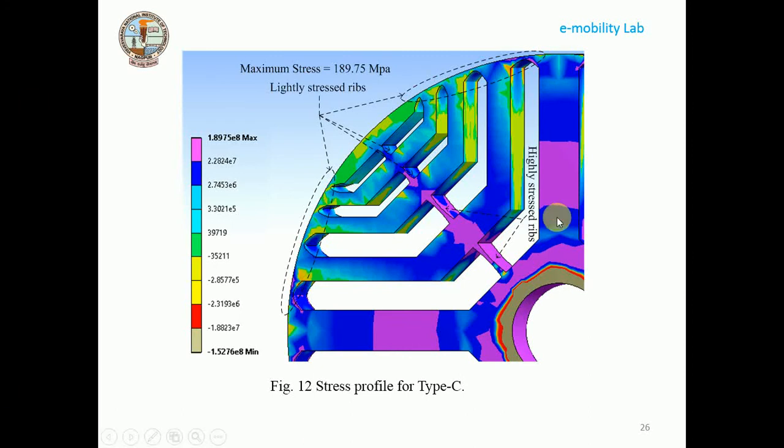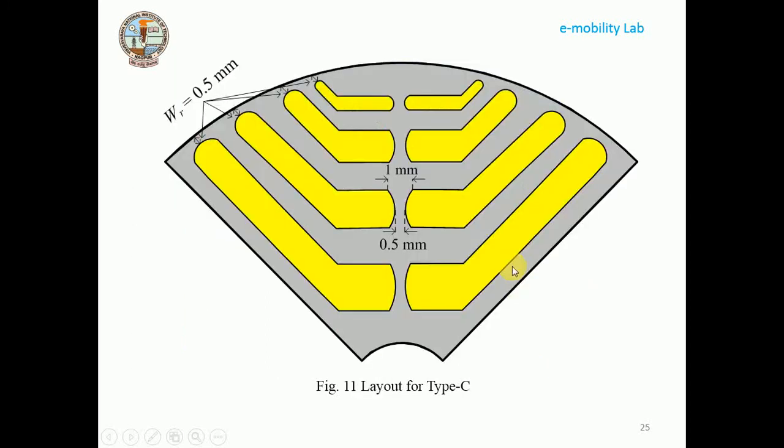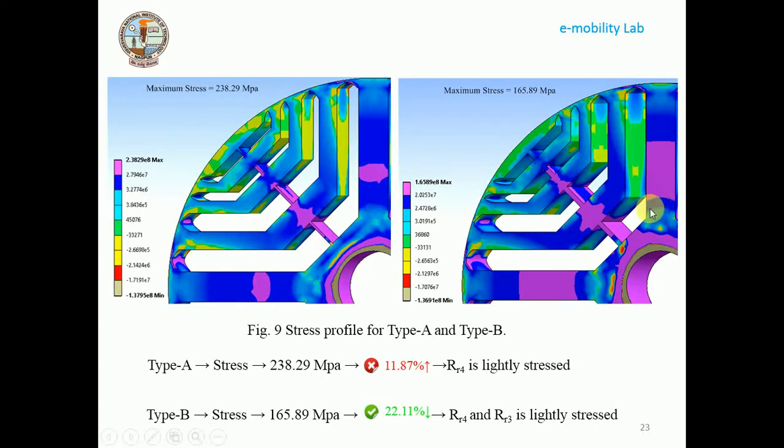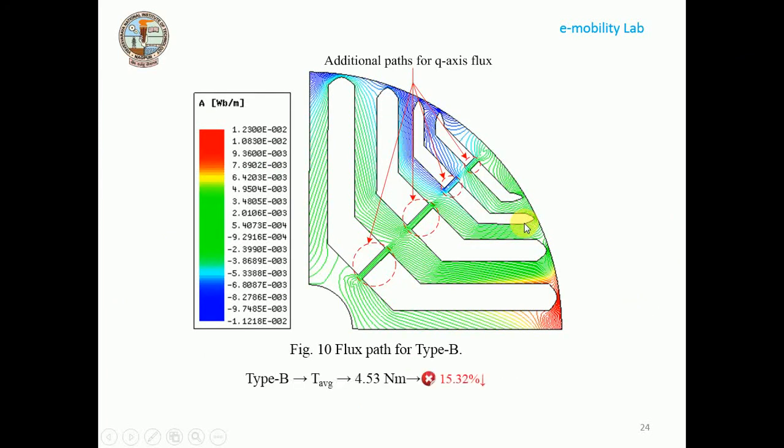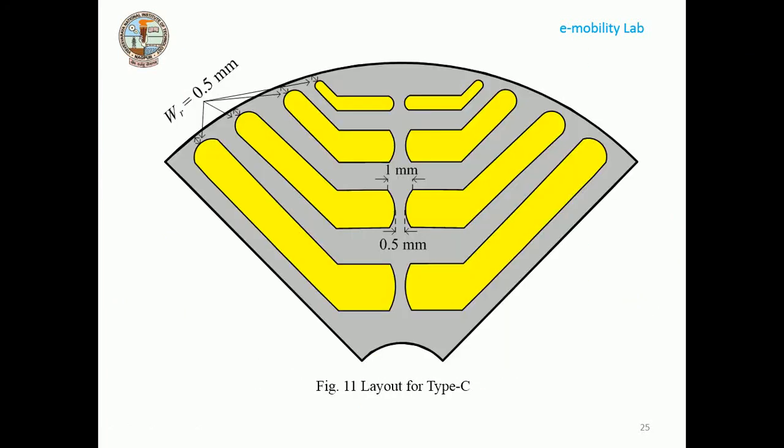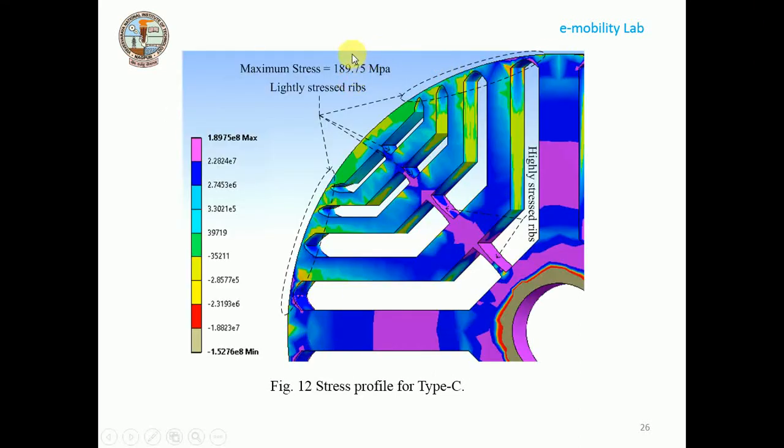So with this structure we have performed the stress analysis again. Previously, with a constant 1 mm thickness, the stress is 165, very good. We have a robust rotor here. Again with this proposed structure, we have 189 megapascal as the maximum stress, but you can see the tangential ribs are not stressed at all, and these two radial ribs are not stressed at all. So it is below 22 megapascal.